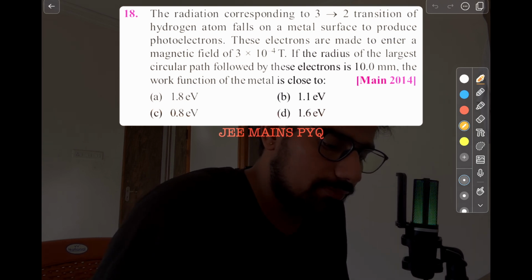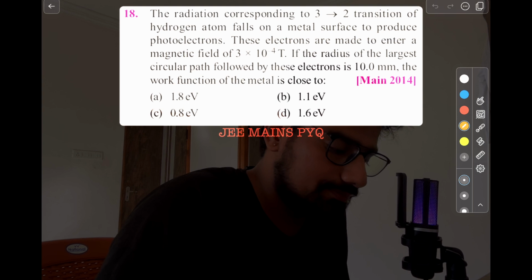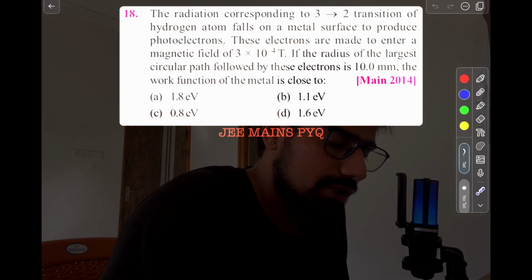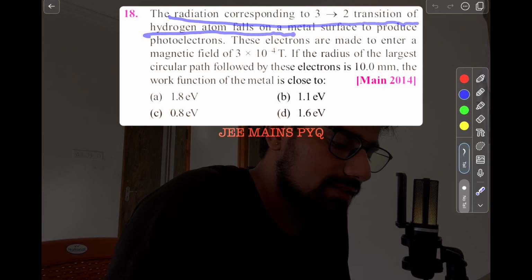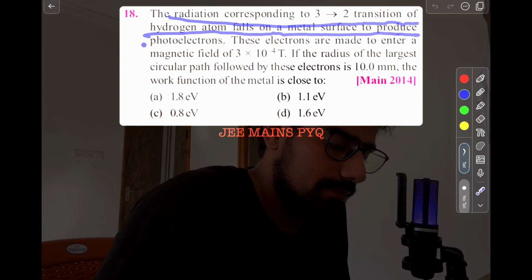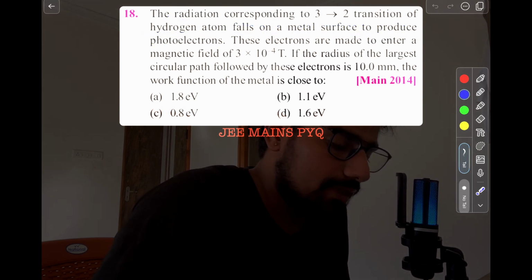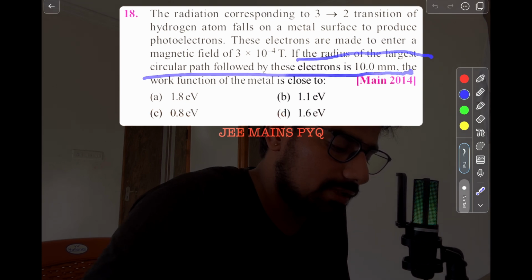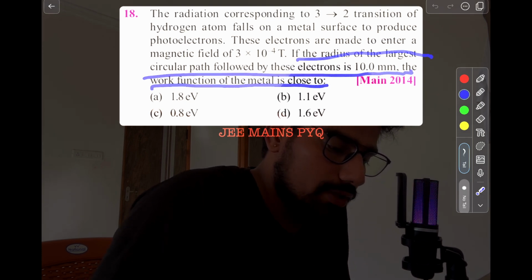In this question it is given that there is a radiation corresponding to 3 to 2 transition of hydrogen atom. It falls on the metal surface to produce the photoelectric effect. These photoelectrons are made to enter into a magnetic field of 3 multiplied by 10 to the power minus 4 Tesla. If the radius of the largest circular path followed by this electron is 10 mm, then the work function of the metal is close to.